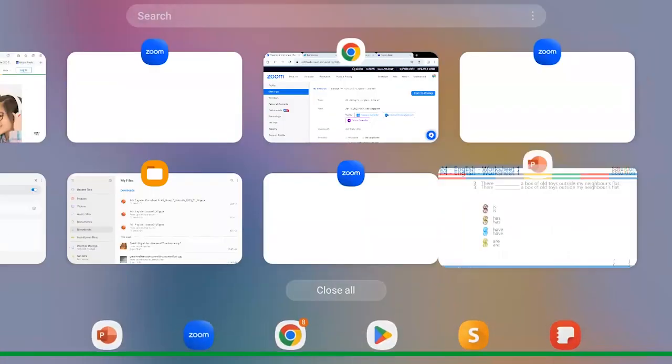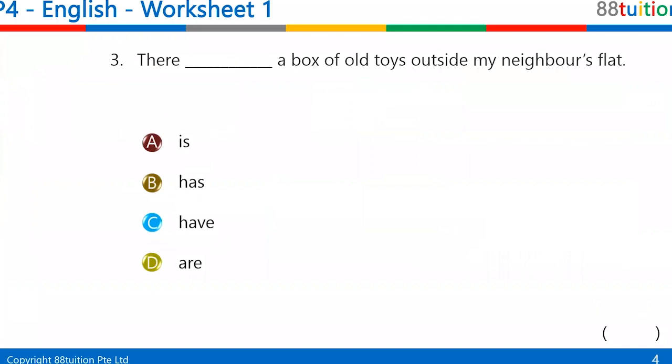So I'm going back to PowerPoint. What, a box of old toys. So a box of old toys. There are many toys, but we're talking about the box. How many boxes are there? There is one box. So since there's only one box, you can say there is a box. There's one box.